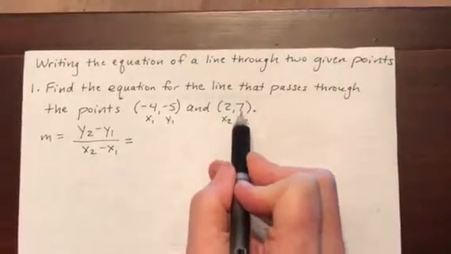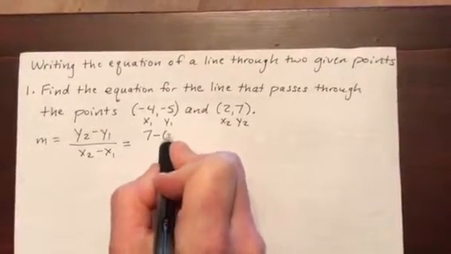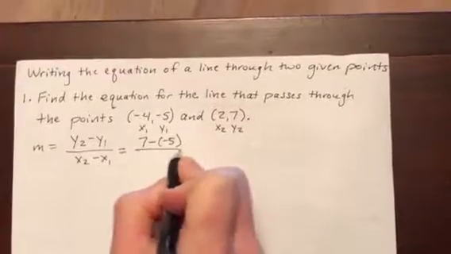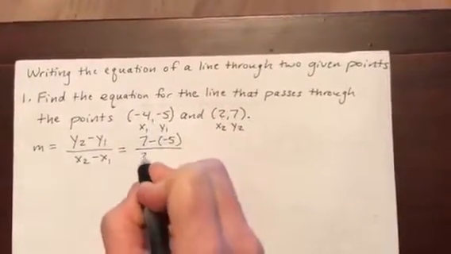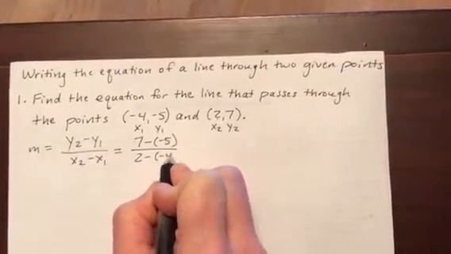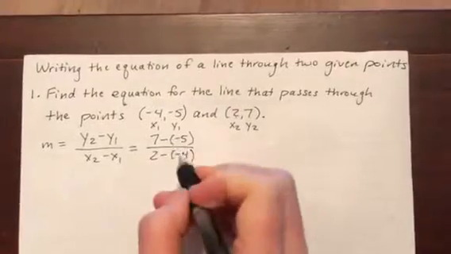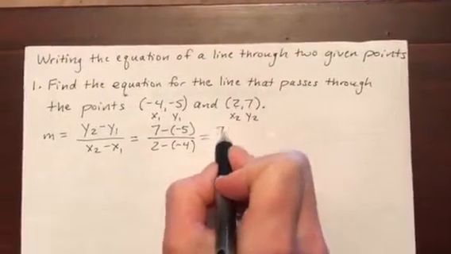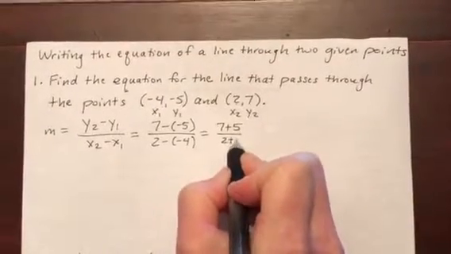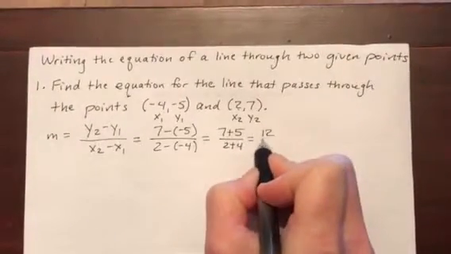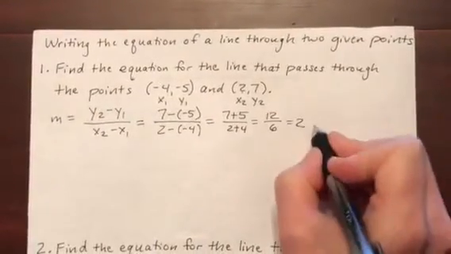So we would have 7 minus -5 on the top. And in the denominator we would have 2 minus -4. Okay, we can change subtracting a negative to adding a positive. So this is 7 + 5 and 2 + 4. So we have 12 over 6, or 2. So 2 is our slope.